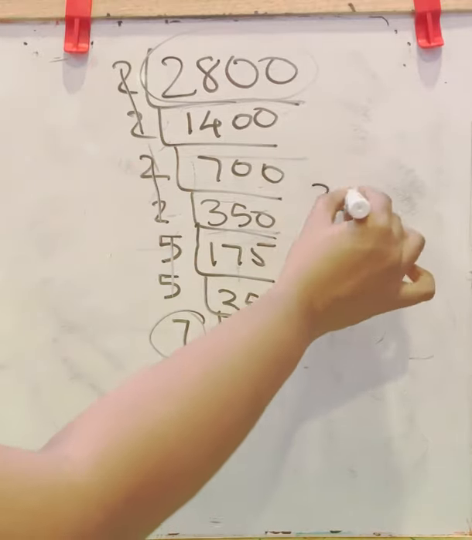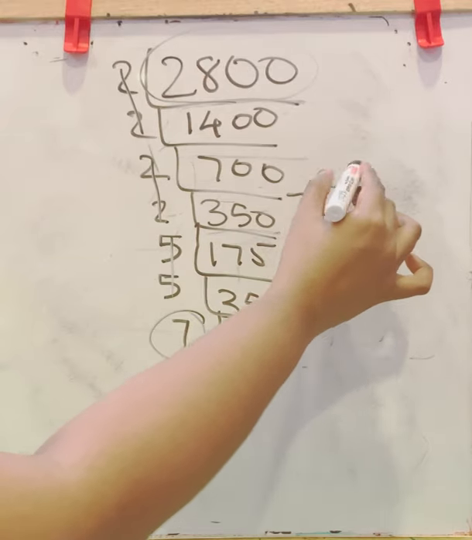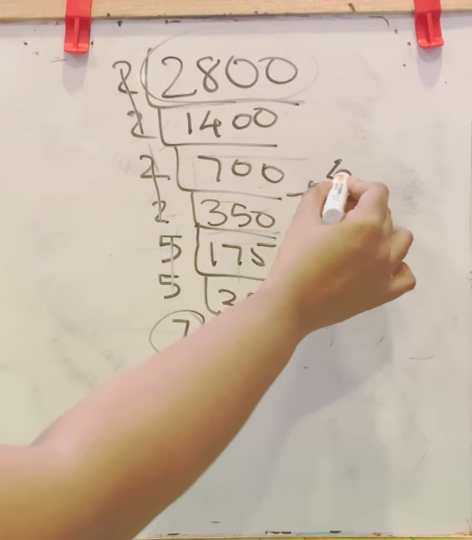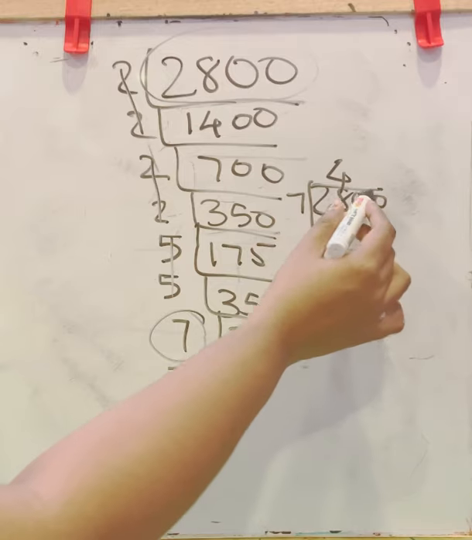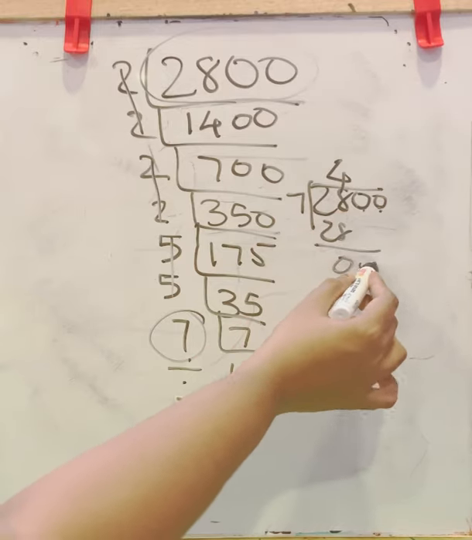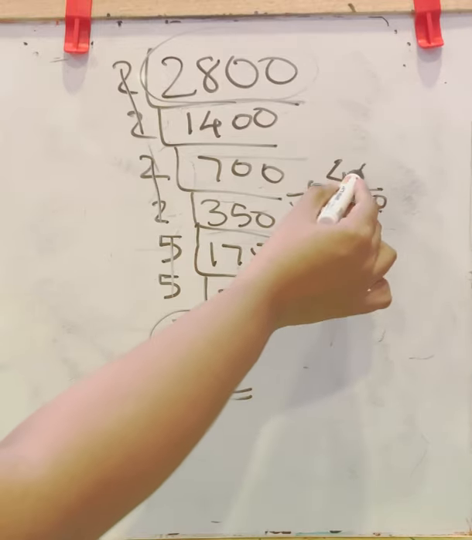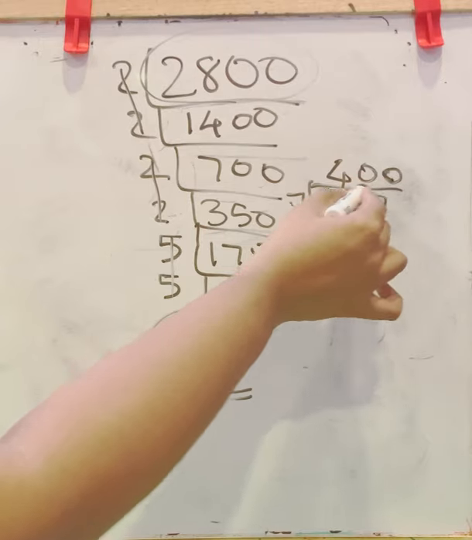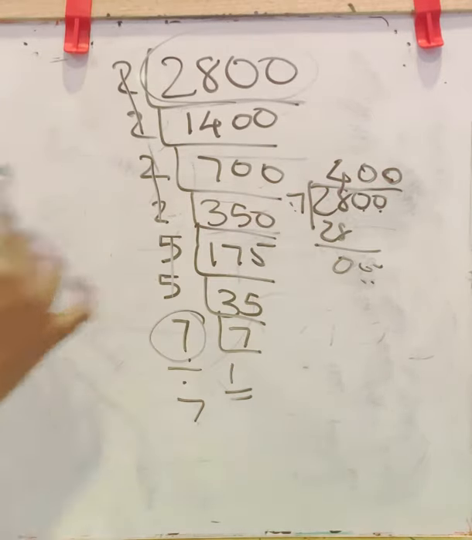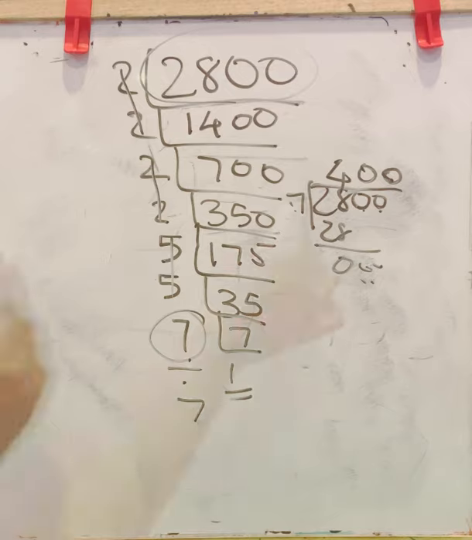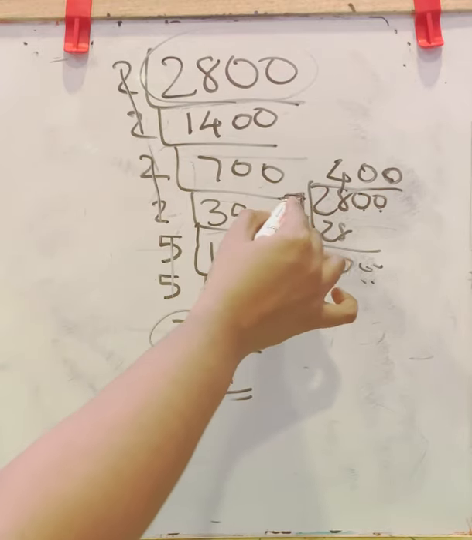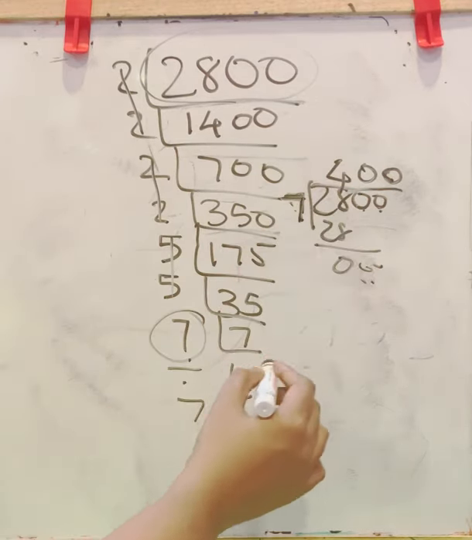So 2800 divided by 7. 7 4s are 28. Balance is 0. Here 2 zeros. You can't divide it with 7 again. So put zeros here to show it is not divisible by 7. So 400. Dividing 2800 by 7, you will get the quotient 400.